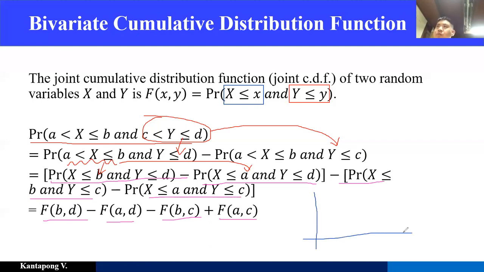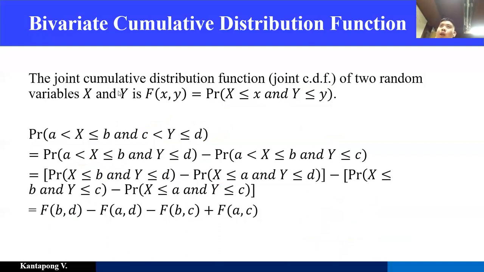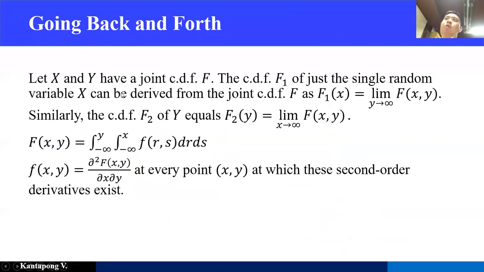So let's think about the rectangle A, B, C, and D. BD is the whole, right? The whole minus this side, and minus BC this side, and plus this side, and we will get this rectangle. Next, going back and forth: from the CDF we can go to the PDF, and from the PDF we can go to the CDF.